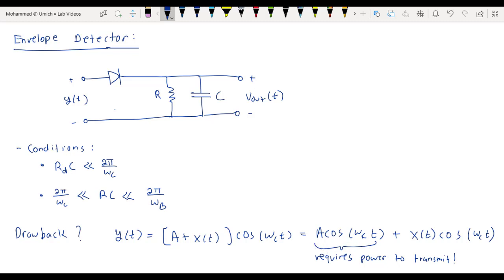Alright, so this is it for this video. In the next video, we're going to take a look at commercial AM radio and the famous Superheterodyne receiver, which is an application of the large carrier amplitude modulation scheme that we saw in this video.